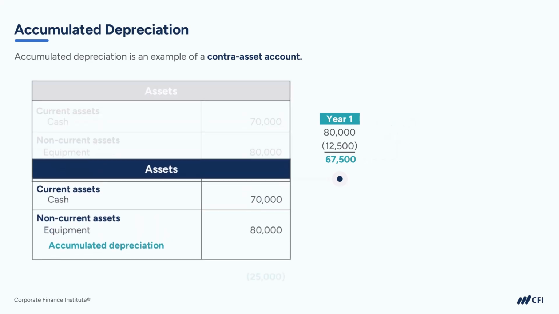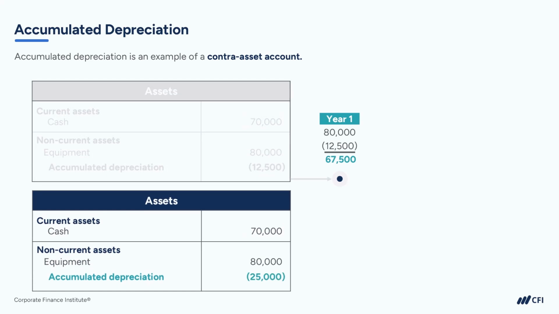Let's now move to year 2. Because it's straight line depreciation, we're going to expense another 12,500. And the journal entry is going to be debit depreciation expense. Remember, we're increasing an expense, so that's a debit. So 12,500 goes there, but we're going to credit the accumulated depreciation contra asset account, also with 12,500.